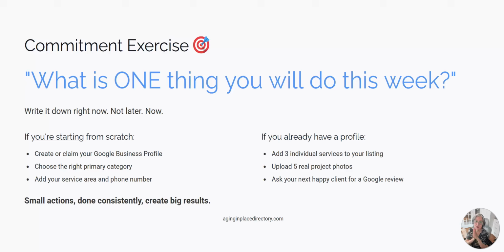All right. So if you're starting from scratch, at least create or claim your Google business profile, because you do end up with a URL with your name there. I believe it's with your name. Choose the primary category and add your service area, phone number, address, map, so you can at least get on the map. If you already have that profile, then make sure you have all your services on there, at least 3 if you don't have anything out there.